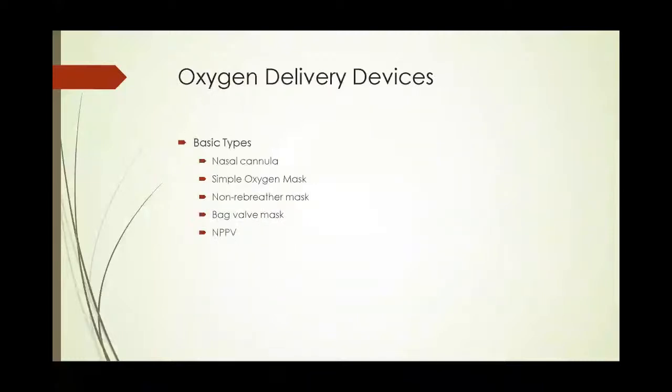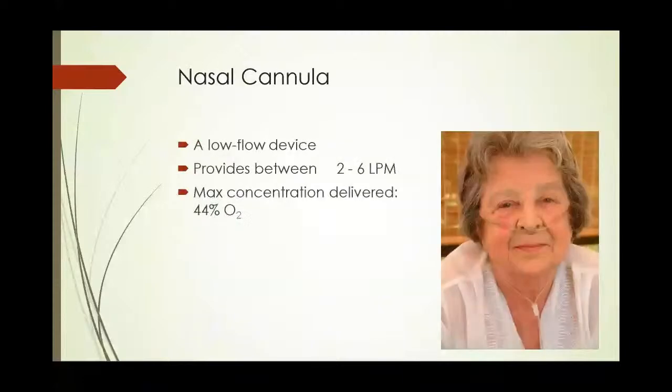So here are some of your basic oxygen delivery devices. You have nasal cannula, simple oxygen mask, a non-rebreather mask, bag valve mask, and then non-invasive positive pressure ventilation. So nasal cannula, this is a low flow device, provides between 2 to 6 liters per minute, and the maximum concentration delivered here is 44%. So basically you can think of it as you're doubling the atmospheric oxygen.